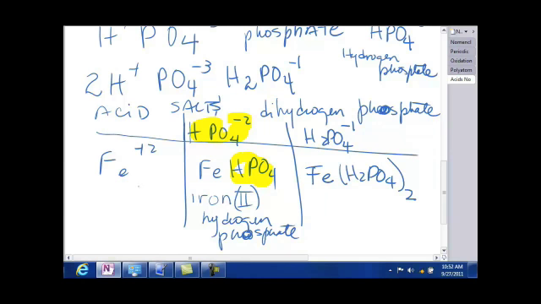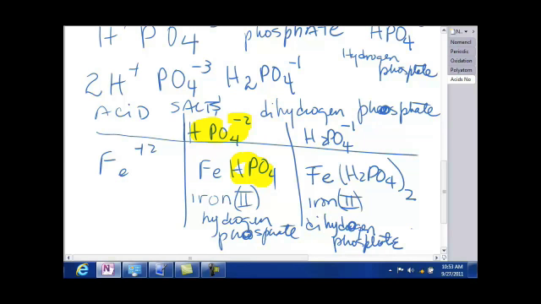Okay, so you do the grid. You do the reverse of the crisscrossing. This is what's given to you. And this is going to be iron 2 what? Dihydrogen. Are you with me? Now we can do the one you wanted, sir. Which one was the one you wanted? S like in Sam.